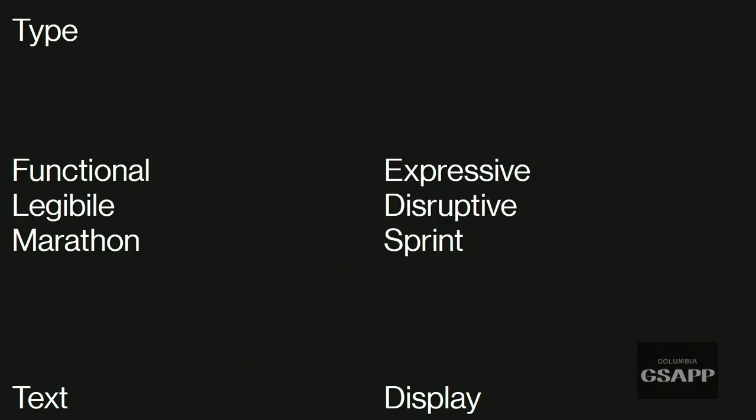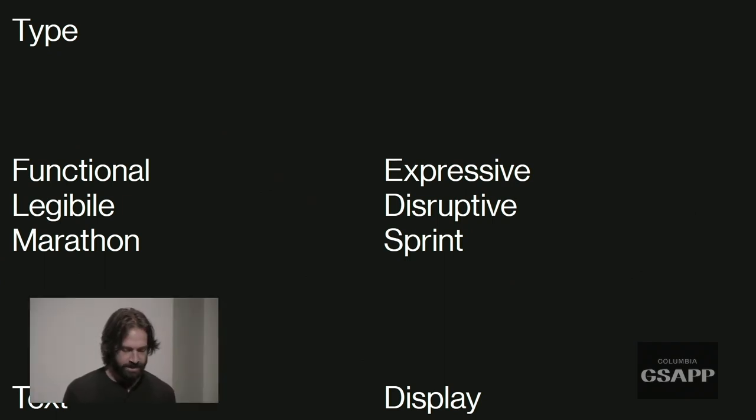It's good to think about it in terms of just how they work and the roles that they play. Text type is much more functional, you might say, whereas display type is more expressive. Text type needs to be very legible and easy to read and digest and move quickly through a text. Display type might be a little more disruptive. It might make you think. It might connect much more in a formal sense to something that's happening in the poster.